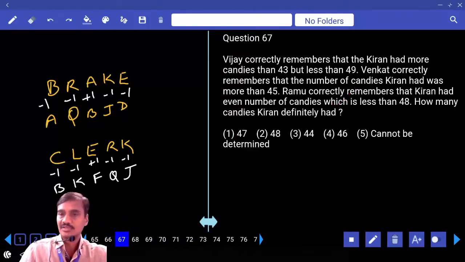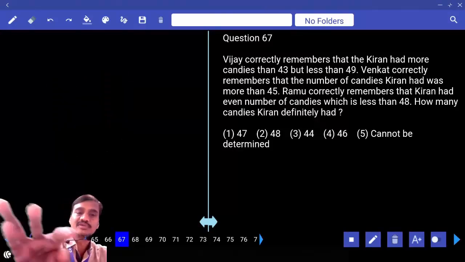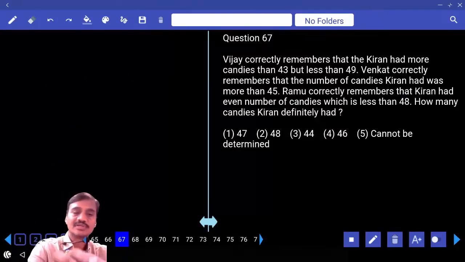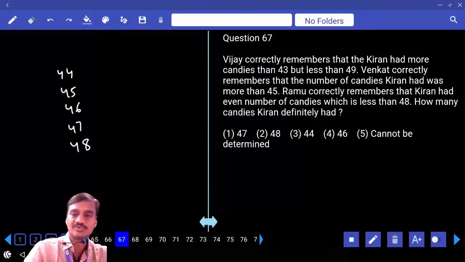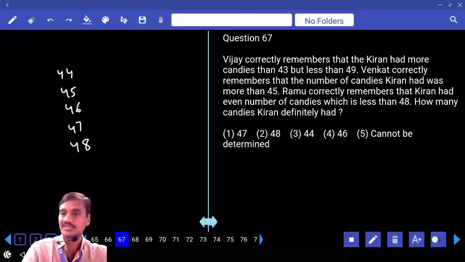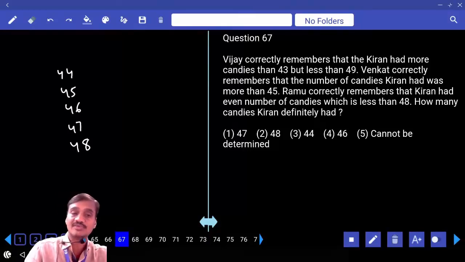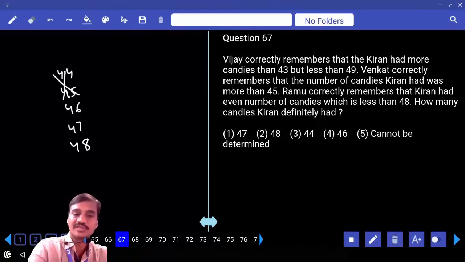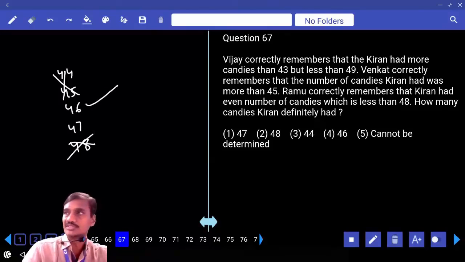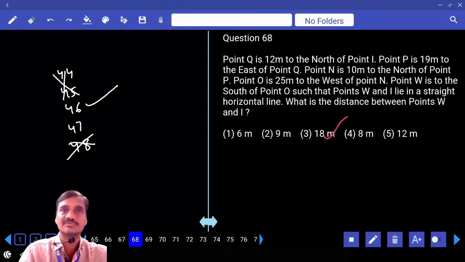Then 67, and Vijay correctly remembers that Kiran had more candies than 43 but less than 49. More than 43, less than 49, and the number could be 44, 45, 46, 47 and 48. 5 different numbers possible. And Venkat correctly remembered that the number of candies Kiran had was more than 45. More than 45, these two were ruled out. And Ramu correctly remembered that Kiran had an even number of candies. Less than 48, it cannot be 48. Hence, what is the number left over? 46. Hence, 46 is the choice for question number 67.